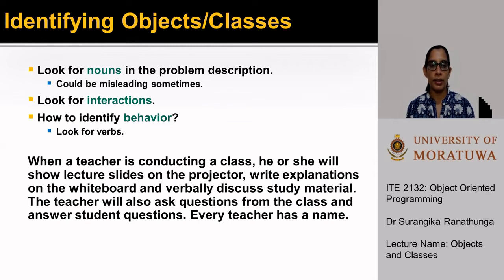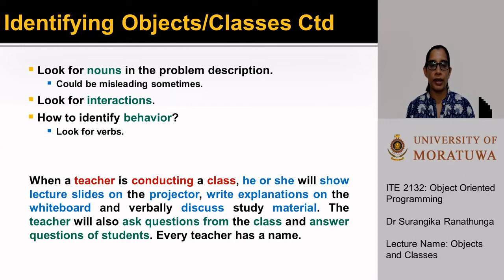Now pause here for a minute, read this small description, and try to identify the objects in this small scenario. Here I have highlighted not only the nouns but the interactions. For example, the teacher is conducting a class. If you take this phrase, what are the nouns we have? Teacher and class. Would they qualify to be objects in this scenario? Yes. Why? Because the teacher is in an interaction with the class. What is that interaction? Conduct.